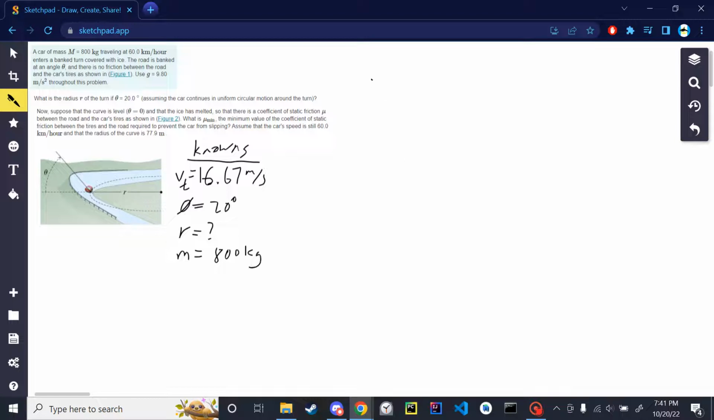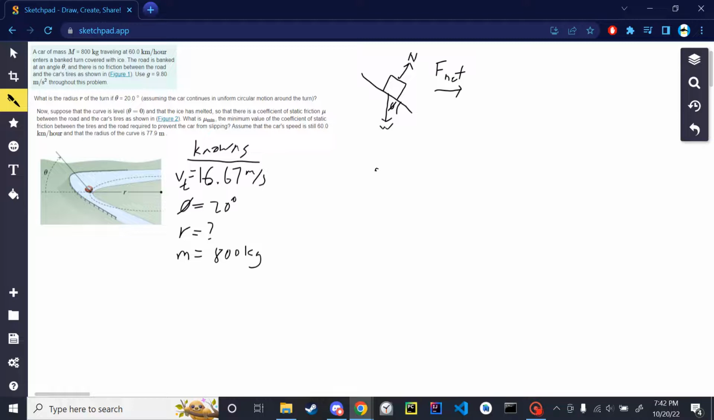Draw a quick free body diagram over here. Engineer's best friend. So the car is going to have a normal force pointing in some direction. This road is banked 20 degrees and it's going to have a weight force going straight down. So in order for the net force to point this way, since it's going in a circle, the y component and the weight component must cancel out.